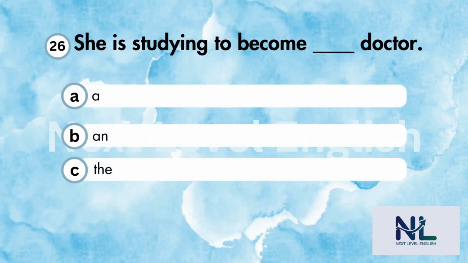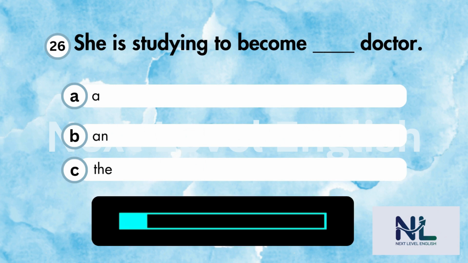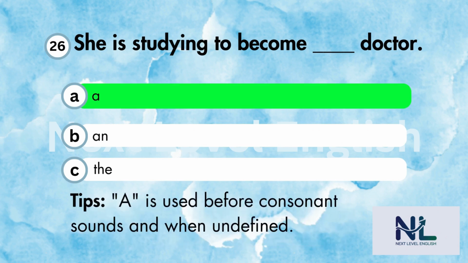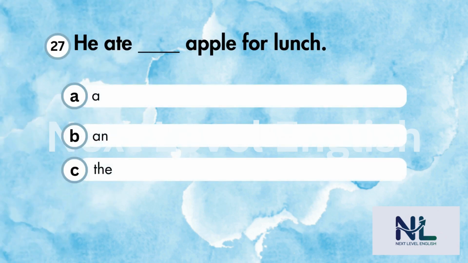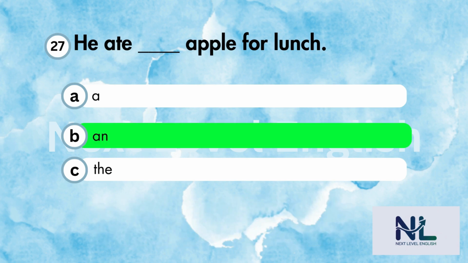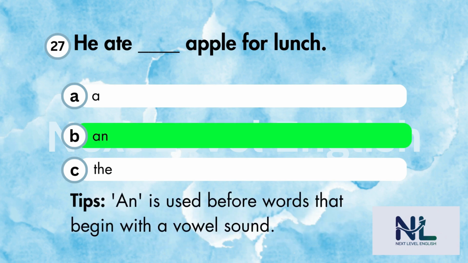26. She is studying to become a doctor. A. Tips: "a" is used before consonant sounds and when undefined. 27. He ate an apple for lunch. An. Tips: "an" is used before words that begin with a vowel sound.